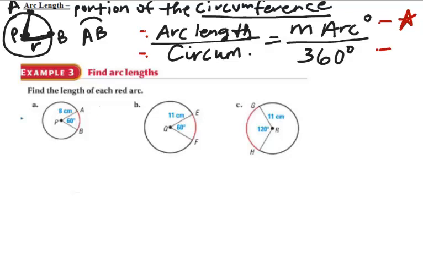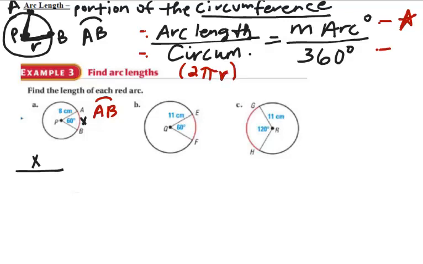So from A to B, we are looking for arc AB. So we want the arc length that we're looking for. We can either write arc length AB, it's one term, or if you would like variables, give it an X. And so if we're looking for the arc length X, that's the part over the whole. Remember that circumference is 2 pi r. That's your circumference, 2 pi r.